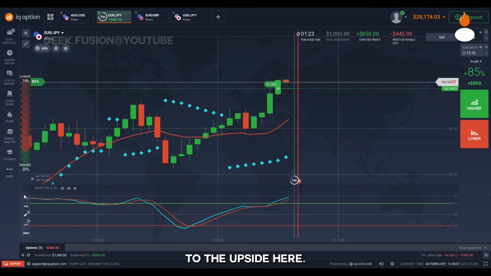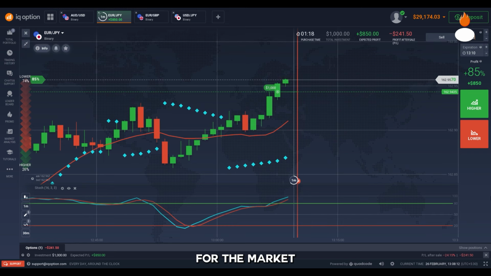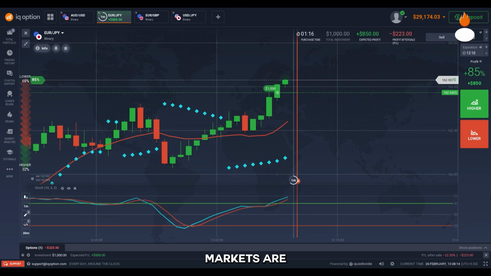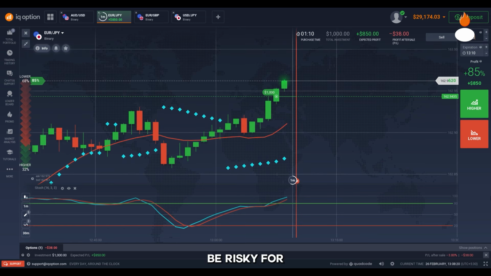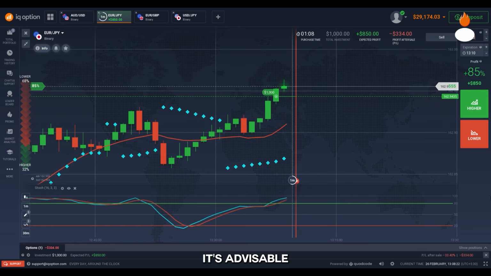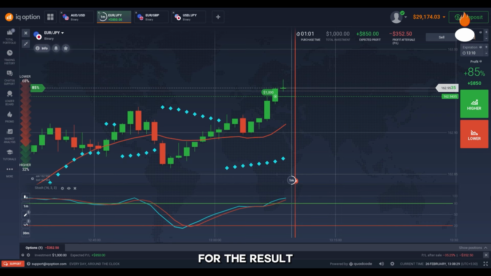I'll remind you again, when we open a trade, we need to allow some time for the market to follow its trend. Markets are always fluctuating, but they tend to move in a certain direction. Hence, opening trades with very short time periods can be risky for this strategy. It's advisable to open a trade with at least 2 or 3 minutes of expiration time. Okay, let's wait for the result.